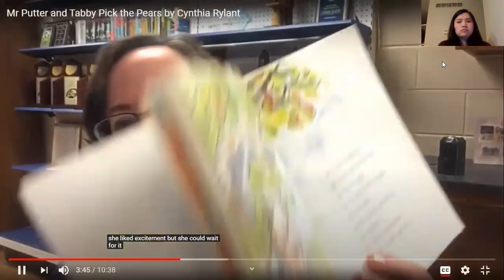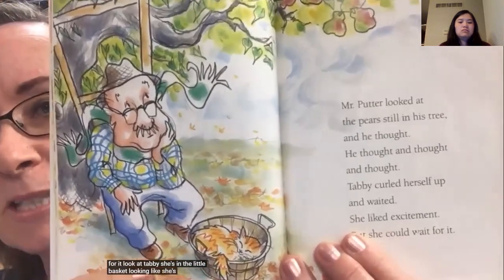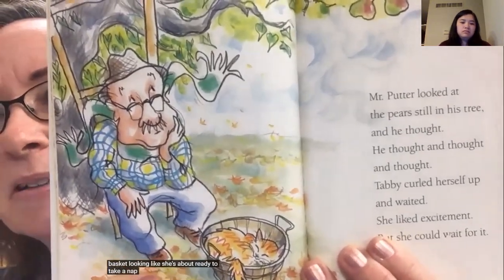She can wait for it. Look at Tabby. She's in the little basket looking like she's about ready. Mr. Putter's. Chapter 3. Zing.